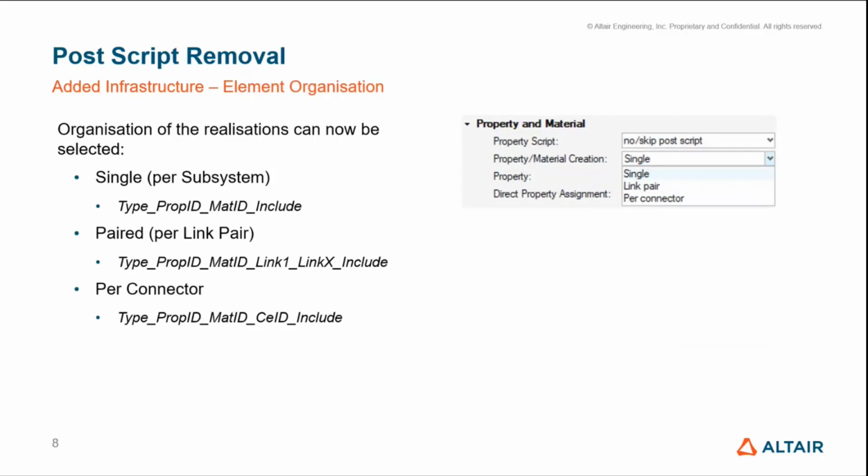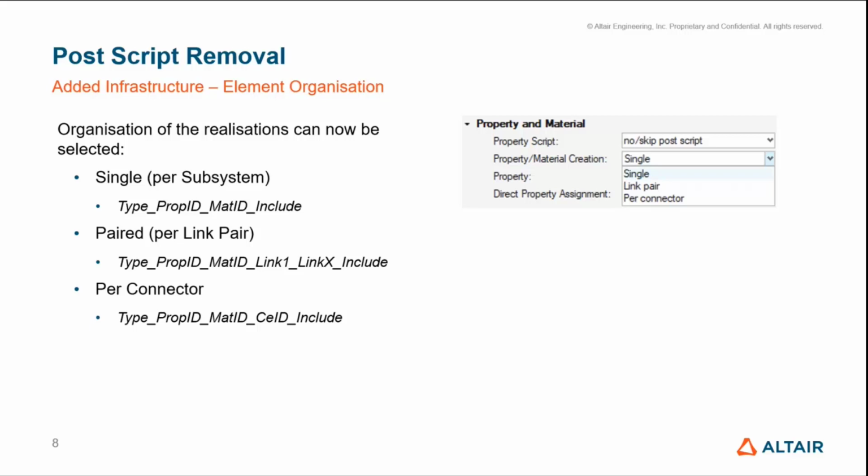We've added the ability to organize the realizations. So historically, a lot of the explicit analysis split their realizations by link pair. So link 1, link 2, link 3, link 4. So there was a component that held the information between link 1 and link 2, and a component that held the information between link 2 and link 3, and that sort of thing. So that's now enabled. We've got single, which is our standard.